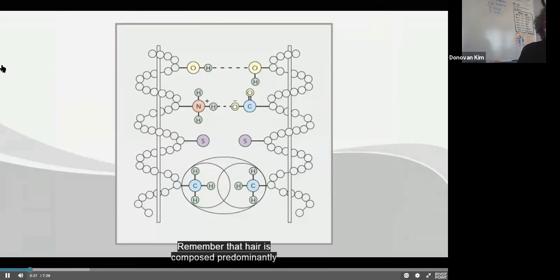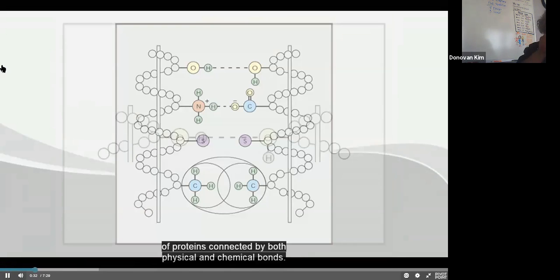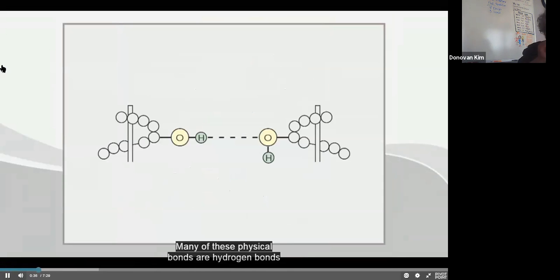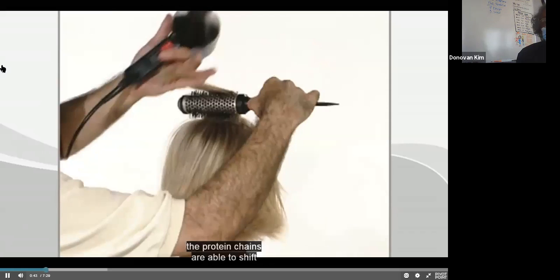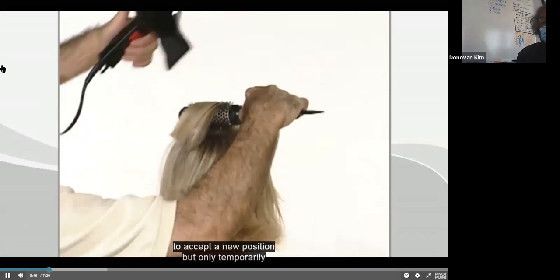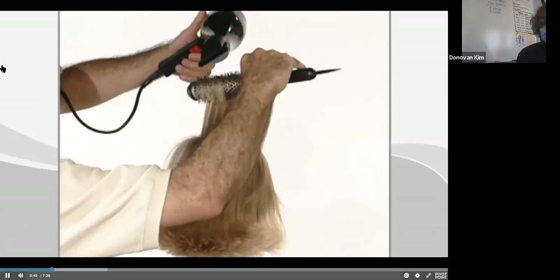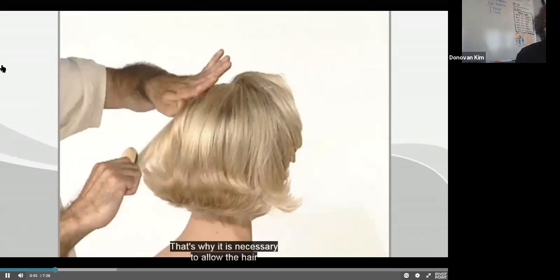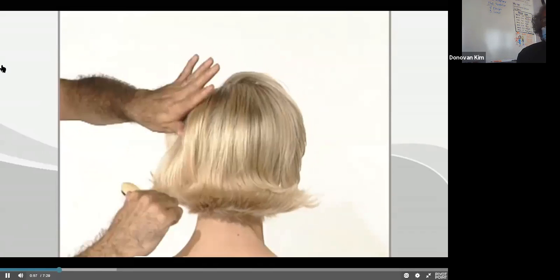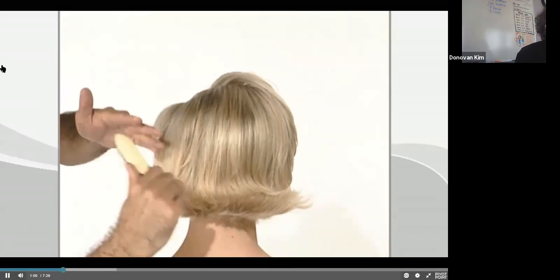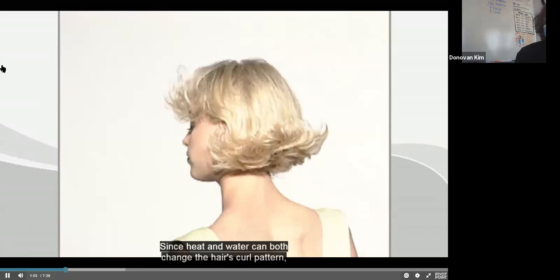Remember that hair is composed predominantly of proteins connected by both physical and chemical bonds. Many of these physical bonds are hydrogen bonds that are easily broken down by both water and heat. As these hydrogen bonds break down, the protein chains are able to shift to accept a new position, but only temporarily, after the new configuration cools. That's why it is necessary to allow the hair to cool completely prior to brushing or combing. Since heat and water can both change the hair's curl pattern, thermal styling services are considered to be only temporary.